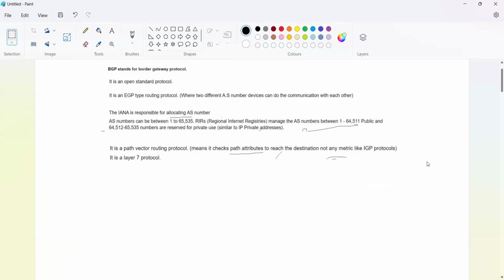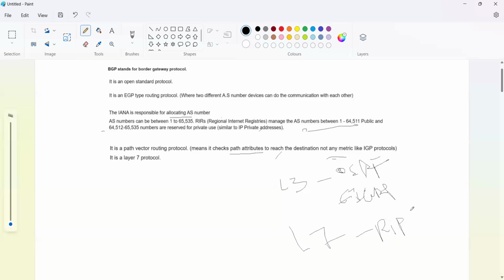What is the reason why we need this? And it is a layer 7 protocol. Yesterday we discussed OSPF and EIGRP. Those are the layer 3 protocols. RIP is also a layer 3 protocol. It is a legacy protocol actually. Nowadays we are not using it.